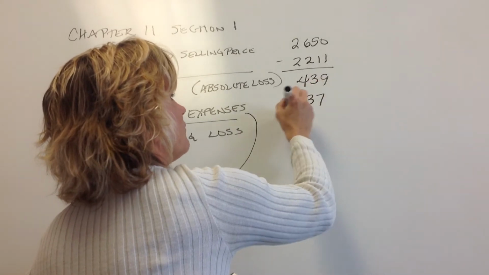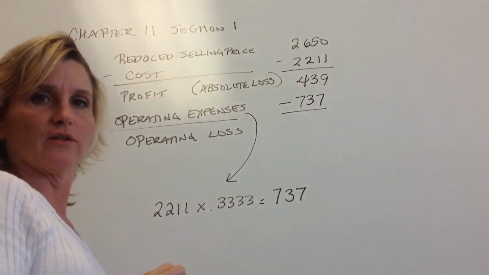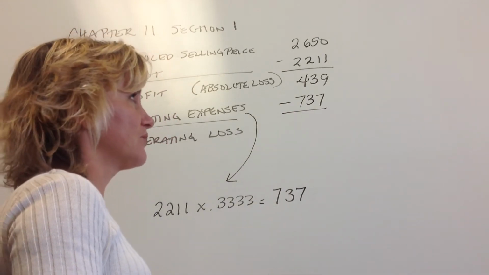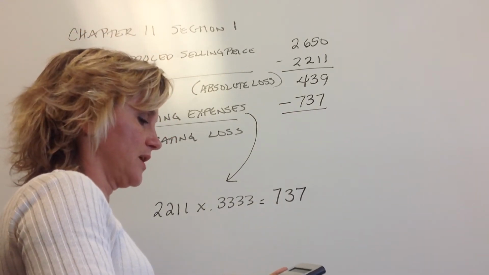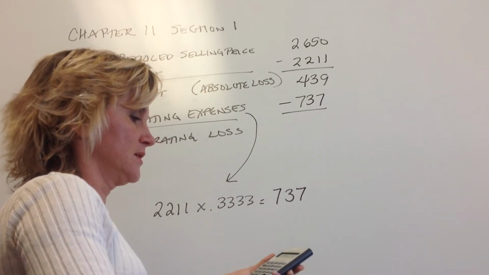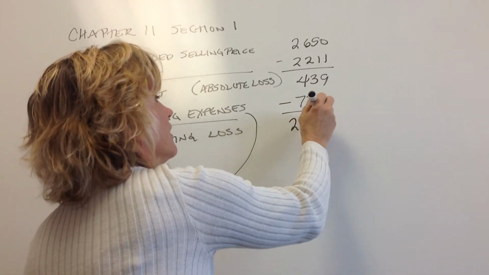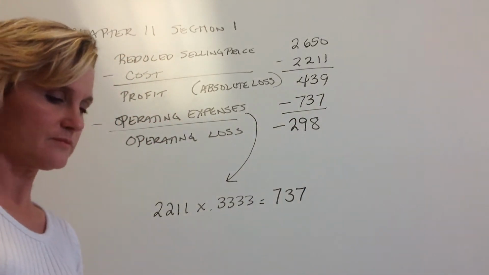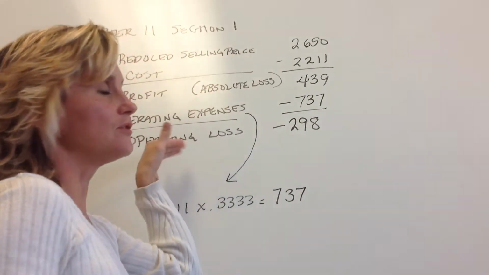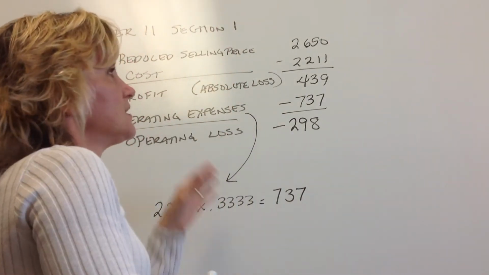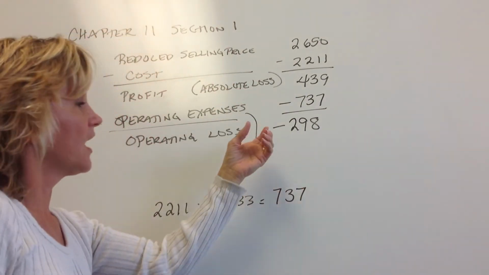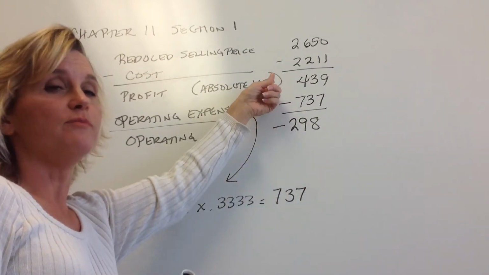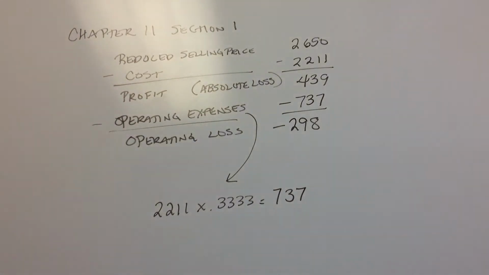So I made $430 on the sale of this rug on clearance, but I still have to cover my operating costs of $737. So when I subtract those, then I will have a $298 operating loss. So in a sense, that's like kind of a little mini income statement. So it's a good concept to be comfortable with. And then most of the ones we're going to calculate, you'll have that operating loss. You may even have an absolute loss.